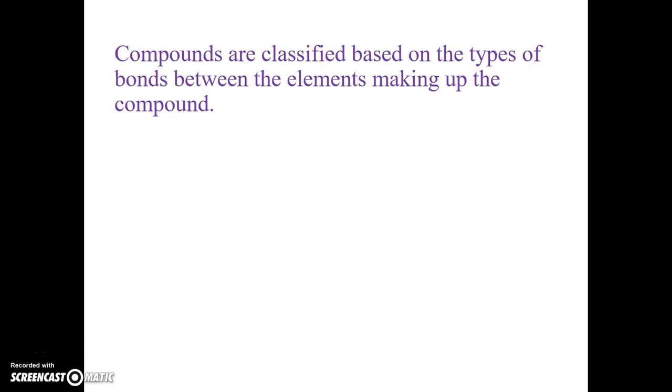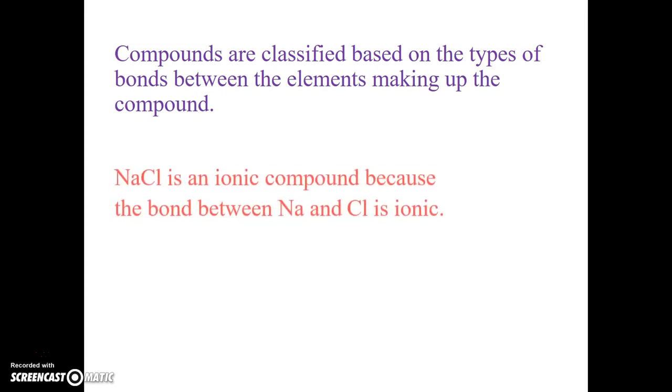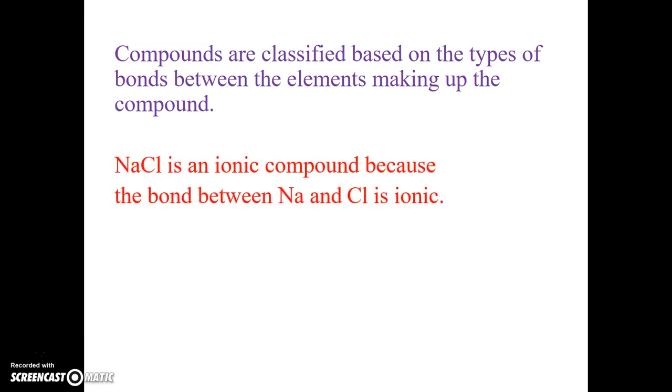All right, so let's talk about compounds. Again, elements form compounds because they don't have an octet of valence electrons by themselves. So by sharing or giving away electrons or adding electrons, they can form an octet and make a compound. So compounds are classified by the types of bonds that are involved in the elements that are bonded together to make the compound. For instance, sodium chloride.